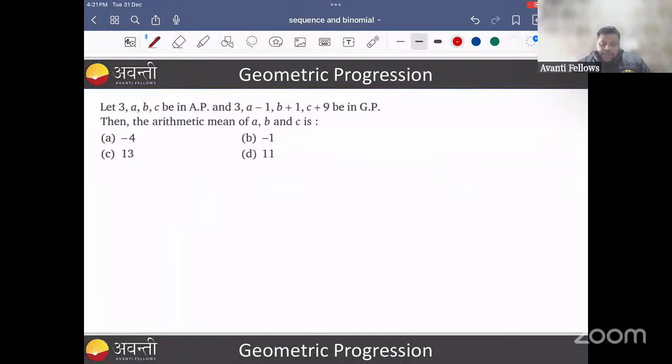Now try this very simple question. 3, a, b, c are in AP, 3, a minus 1, b plus 1, c plus 9 are in GP. Then the arithmetic mean of a, b, c is. Arithmetic mean of a, b, c means they are talking about (a plus b plus c) upon 3. What is this? Tell me. Quickly give it a try.